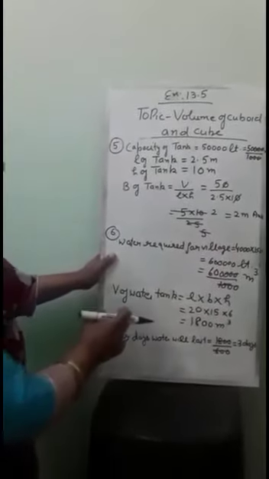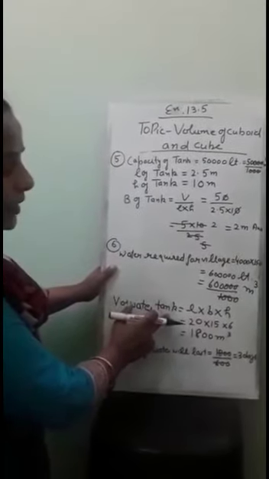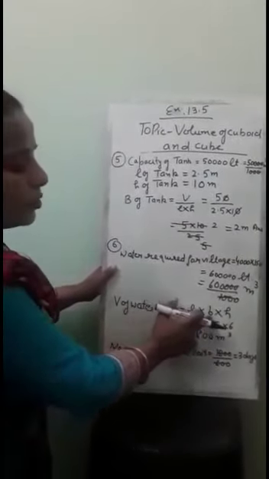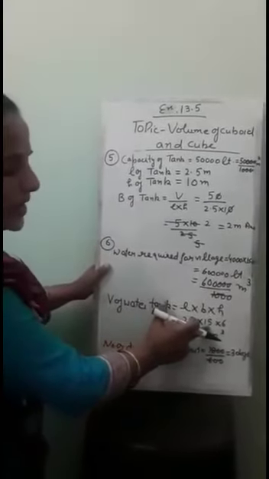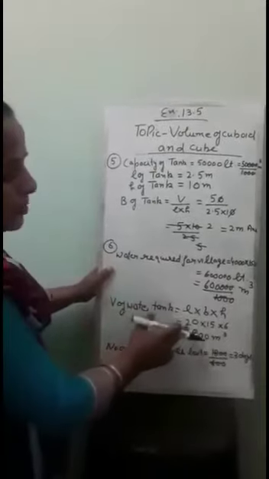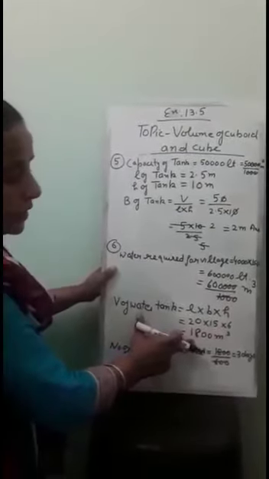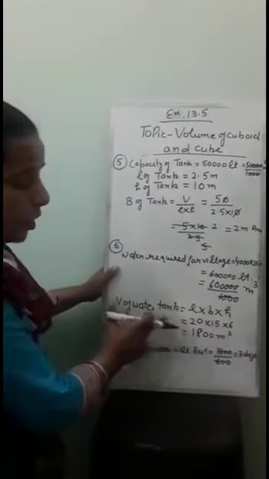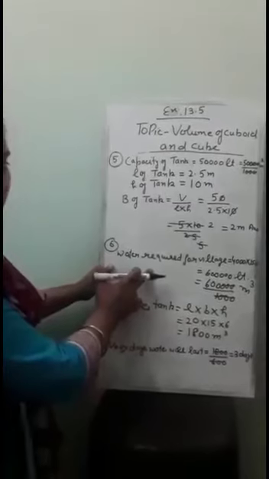Clear? Now the volume of the water tank which is supplying water in the village is length into breadth into height. Length is 20, breadth is 15, height is 6. When you multiply these three numbers, you will get 1800 meter cube. Now, 9th standard, the water tank is larger as compared to the water required.